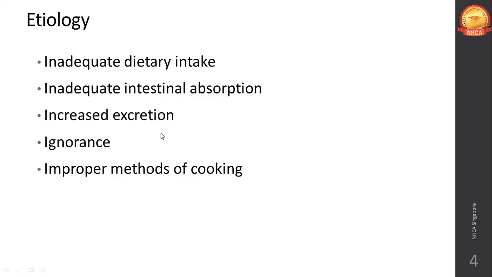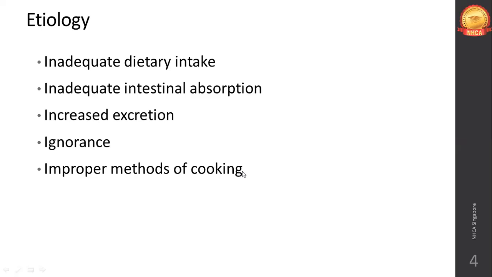Then improper cooking methods. Can you give me any example of this? In the last class, for those who have attended, not the new students, can you give me an example of which cooking method can lead to loss of vitamin A? Yeah, deep frying, washing the vegetables after cutting them, overcooking, using microwave ovens for cooking. Yeah, that will also lead to loss of vitamin A.